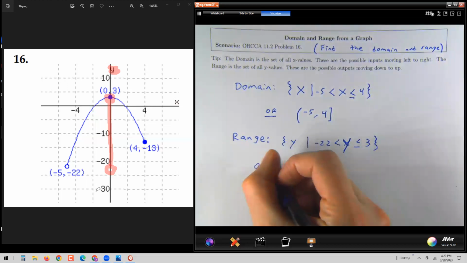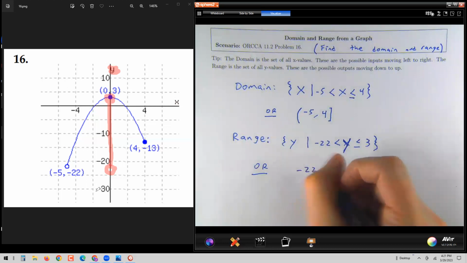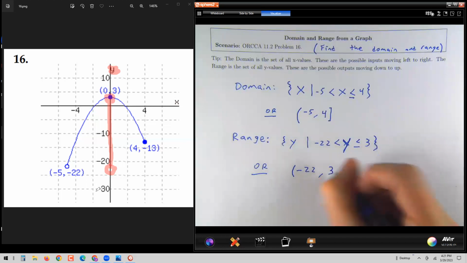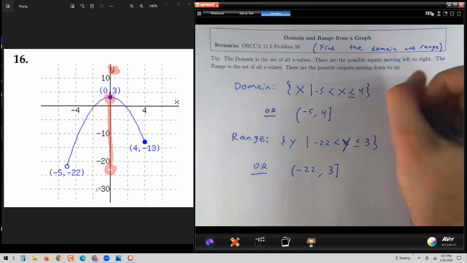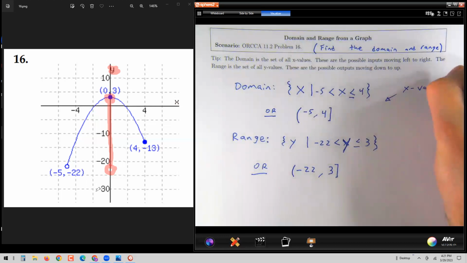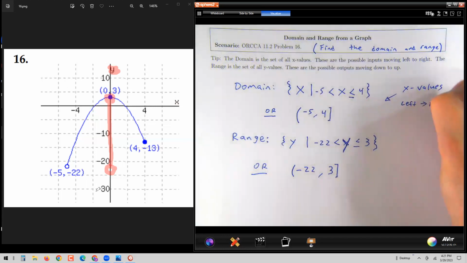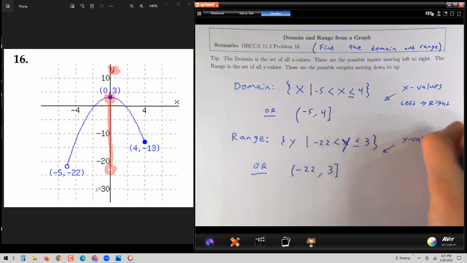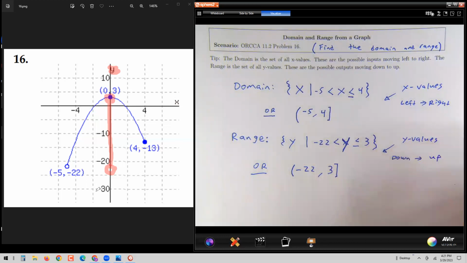If I'm writing out the interval for this thing, I would say at -22, it is not including it because you got that open circle. At +3, it is including that y value. You've got a closed circle. So domain, these are your x values. And again, this is your left to right stuff. Your range, that's all about your y values. Start down at the bottom and go up. So that's domain and range from a graph. Hope you found that useful.